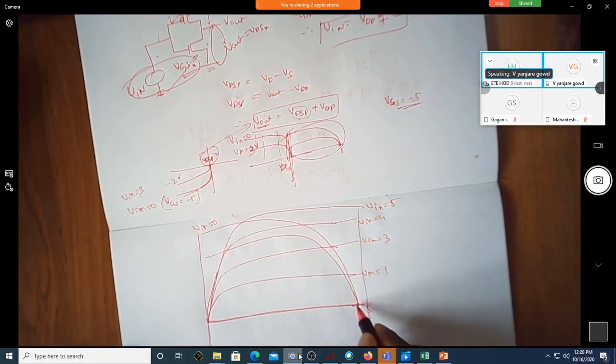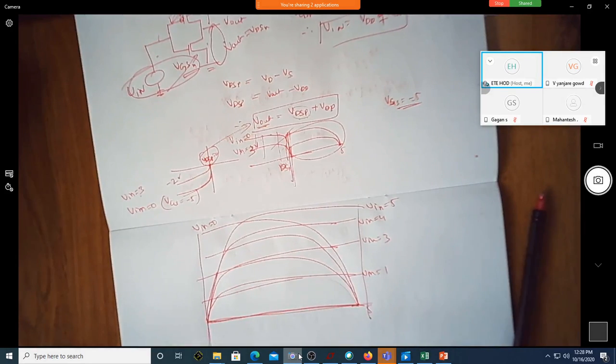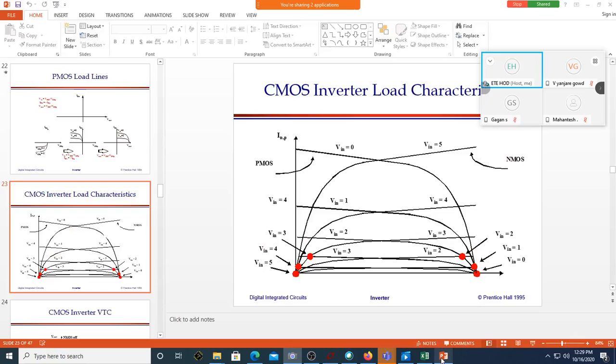It comes like this, and for the next one, and for the next, and of course this is for Vin equal to 5. Vin equal to 5. That's what is shown here. Can you see Vin equal to 5? It is a flat line for PMOS. Yes, sir.